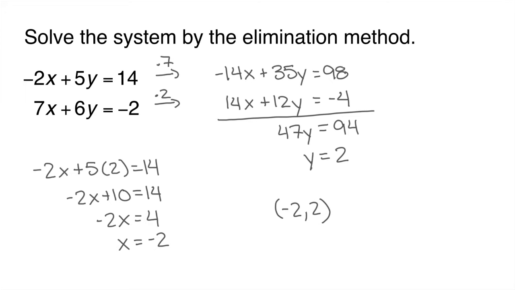We should always check that our solution does satisfy both of the original equations. Looking at the first equation, we have negative 2 times negative 2 plus 5 times 2, which is equal to 14. Using the second equation, we have 7 times negative 2 plus 6 times 2, which is negative 2. Therefore, the solution does satisfy the system, and so our solution set is the set containing the ordered pair negative 2, 2.